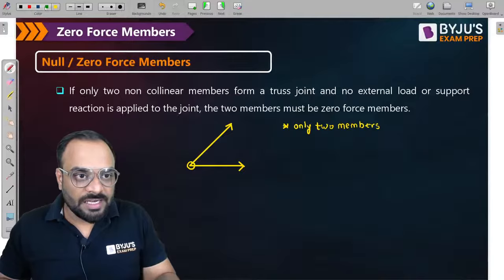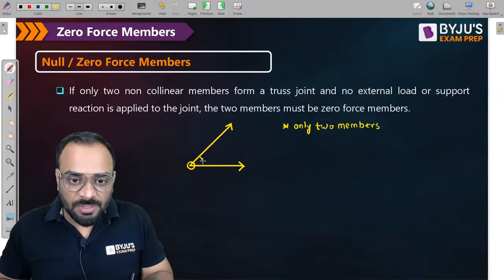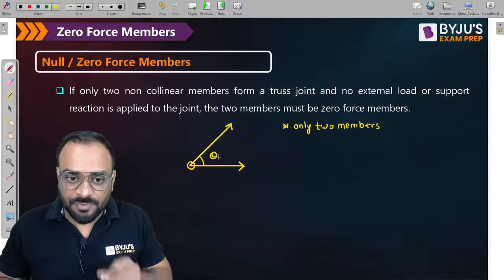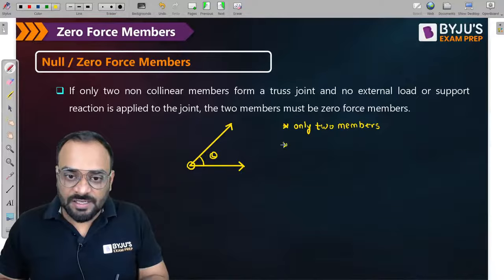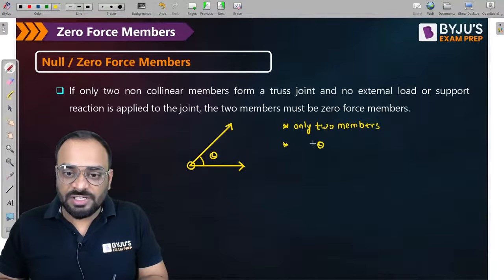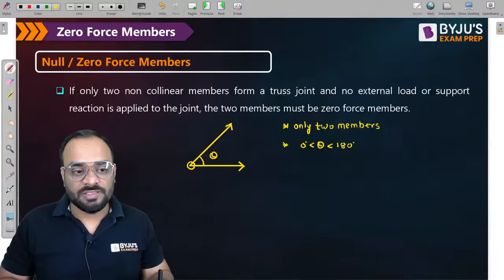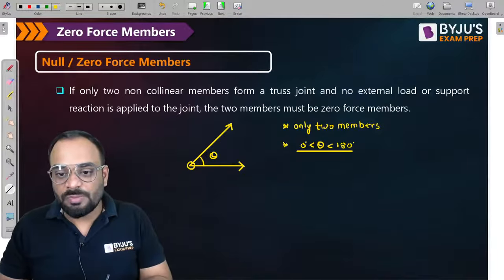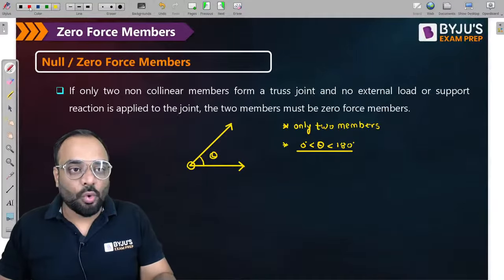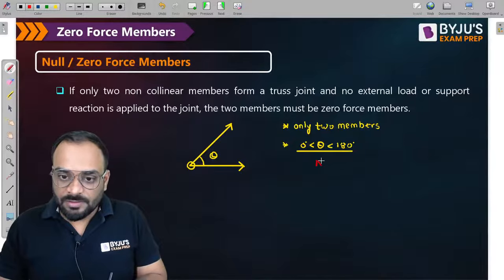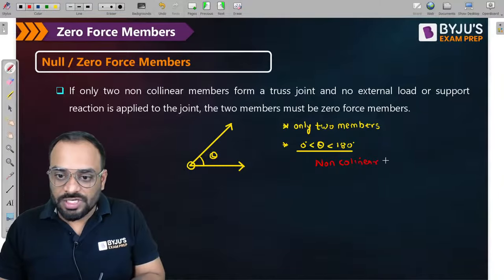Let us consider the angle between these two members is theta. Now the condition for theta is that it is greater than 0 degree and less than 180 degree. If such a condition prevails, then what happens? These two members will become non-collinear in nature, non-collinear members.